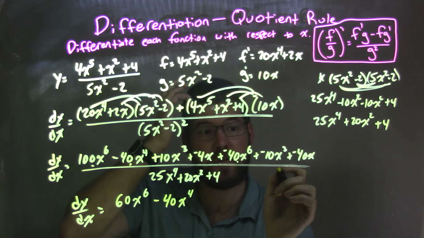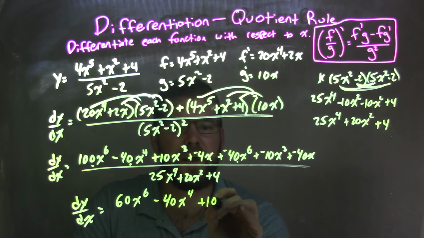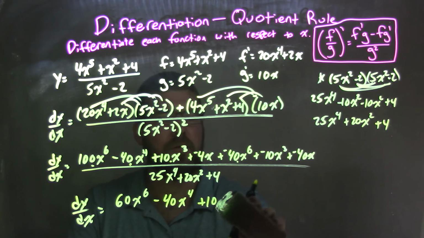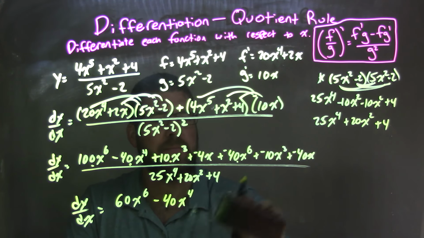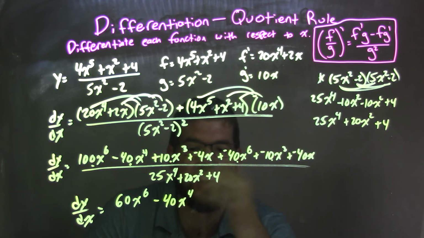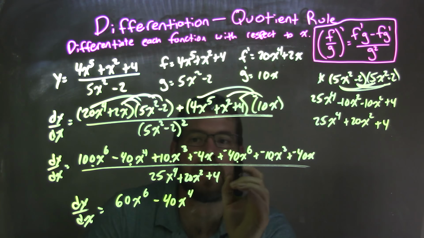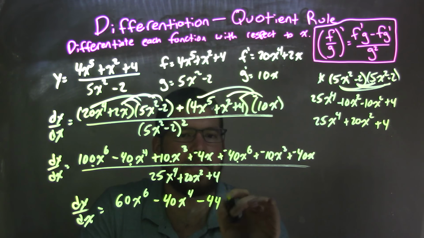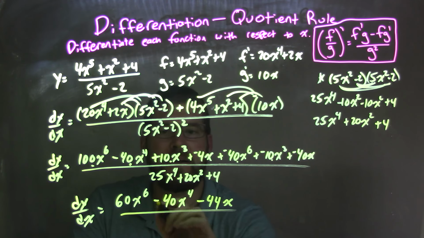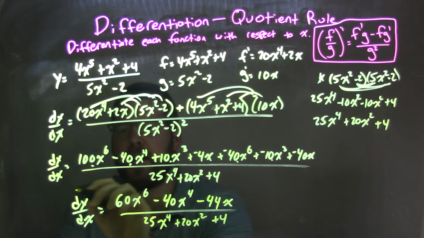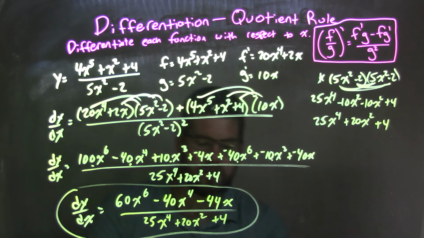Then the next highest power I see is to the third power, plus 10x to the third, plus minus 10x to the third. I wrote it down before simplifying. Okay. Well, we have 10x to the third minus a 10x to the third. Combine them, they cancel out, so I don't actually write anything there. Got a little ahead of myself. Then I have negative 4x plus a negative 40x, so that's a negative 44x. All over my denominator, 25x to the fourth plus 20x squared plus 4. And there we have our final answer.